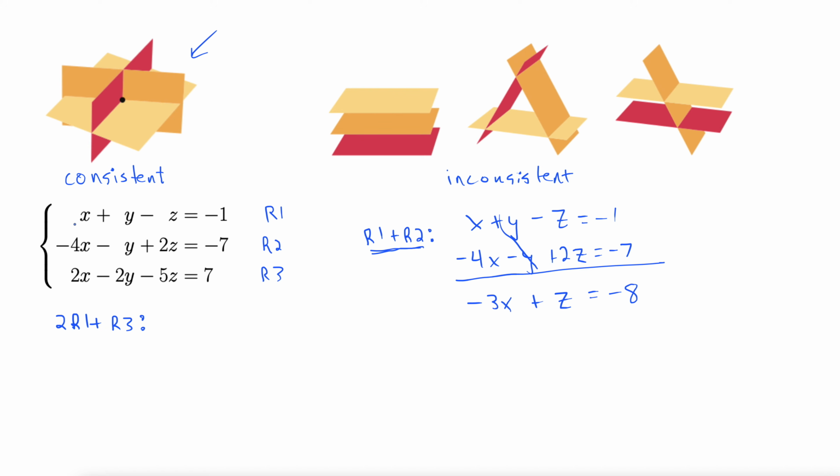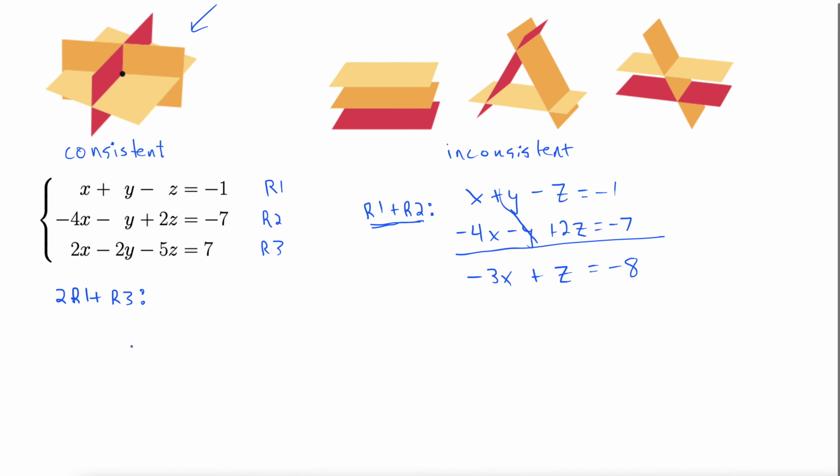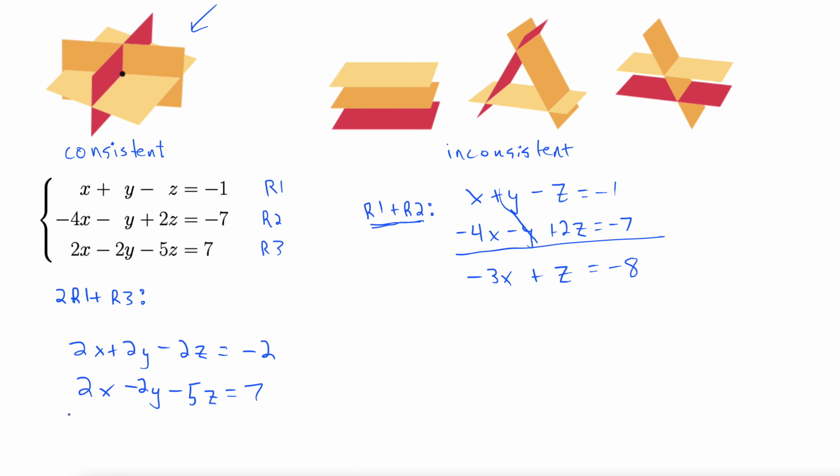Okay, so you have to be really careful. Now I'm going to multiply everything in row 1 by 2. So we have 2x plus 2y minus 2z equals negative 2. Plus row 3, so now I'm just going to copy row 3. 2x minus 2y, look how those line up, minus 5z equals 7.